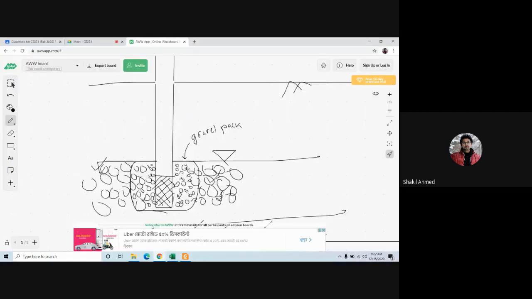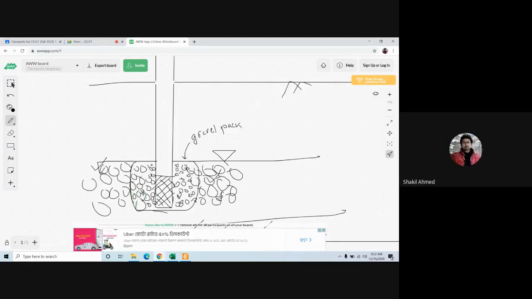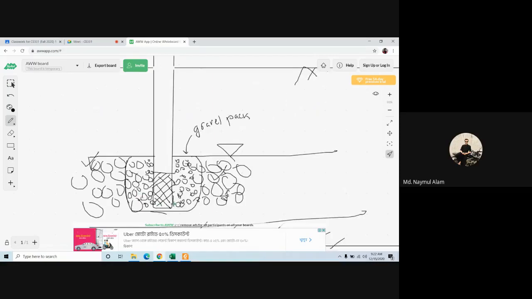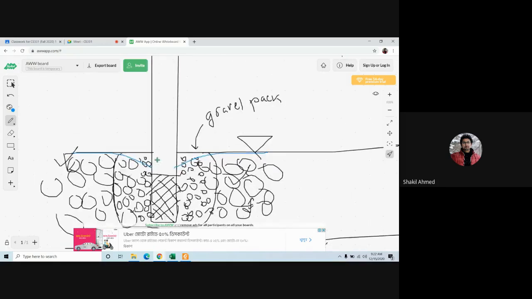Velocity increases, so the pressure head decreases, right? If the velocity increases, then the pressure head decreases. Therefore, you'll see that since near the well the velocity is high, the pressure head near the well will also be low. So the water level will go down.